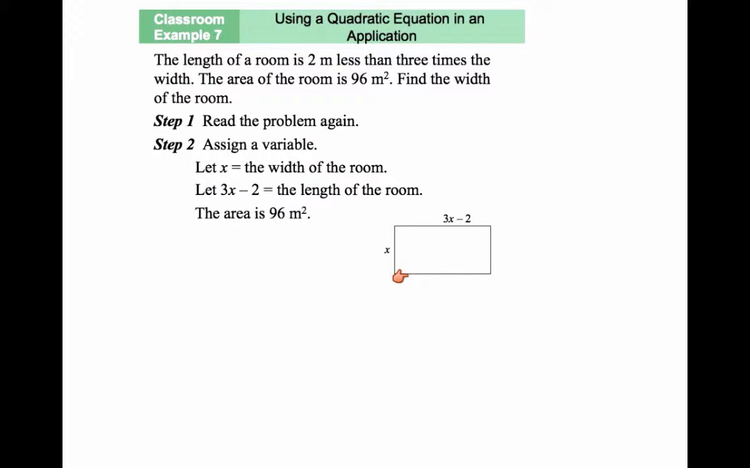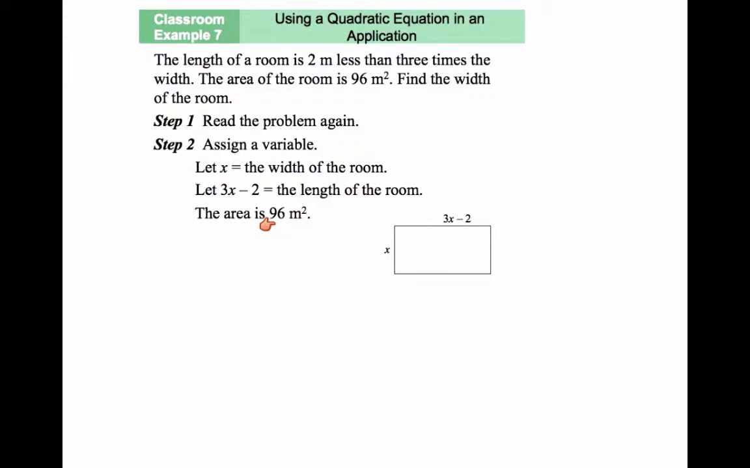So you can take a look at the shape of the room here. And we have one hint here. We want to let x equal the width of the room. I'm going to call this x. So the length would be 2 less than 3 times the width. That's what it says. The length of the room is 2 meters less than 3 times the width. So 3 times the width would be 3x. 2 less than that would be 3x minus 2.